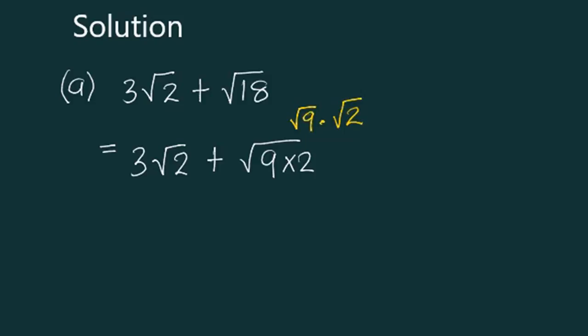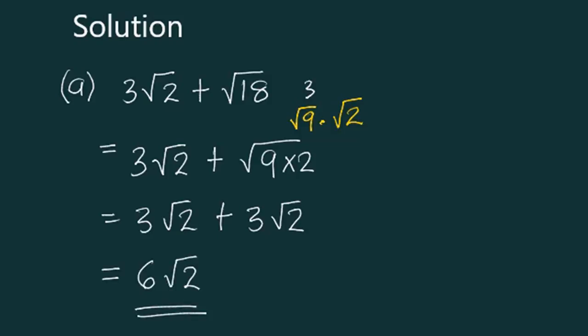And the square root of 9, we know that it's 3, so here we'll be getting 3 root 2 plus 3 root 2 again. 3 root 2 plus 3 root 2 gives us 6 root 2. Now what we are learning from this is how we add or subtract surds. In this case they are like terms because they are surds of the same value, that is root 2.